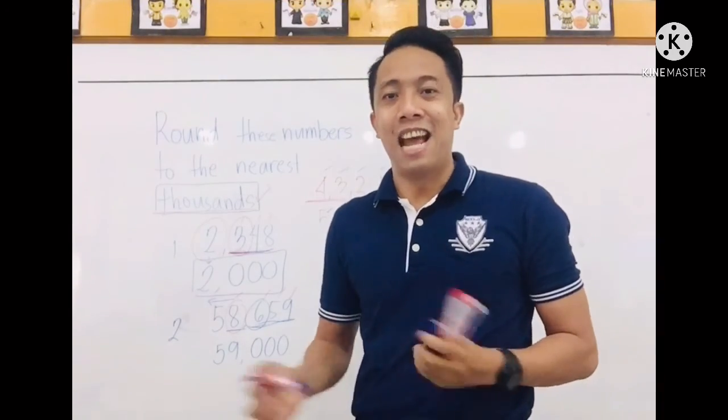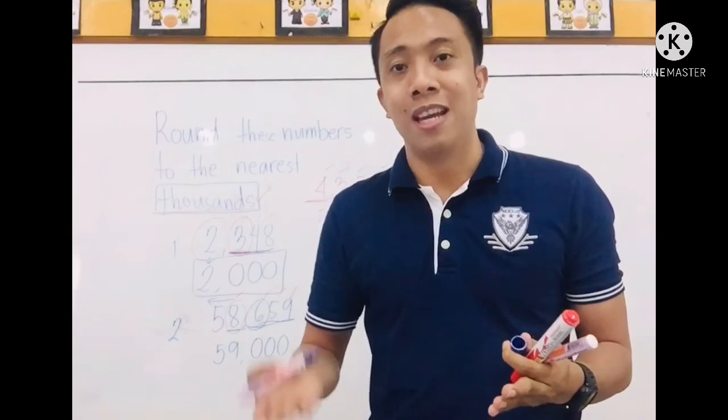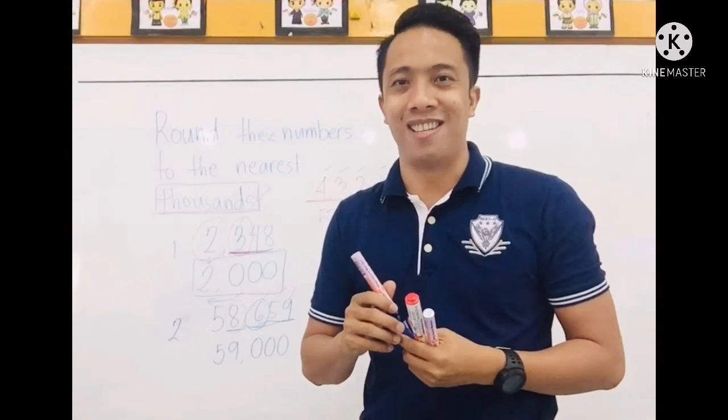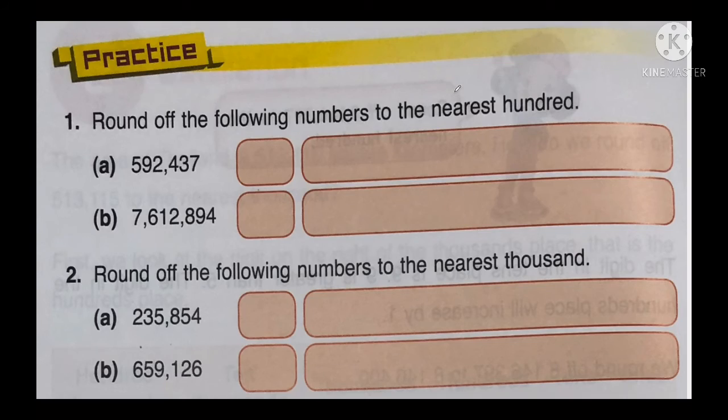Alright. Now, let us see more examples in our PowerPoint presentation. Teacher JP already discussed how to do rounding of numbers. Now, let us try to answer some of these questions. Number 1, we have A and B. In number 1, our specific place value is nearest hundreds.